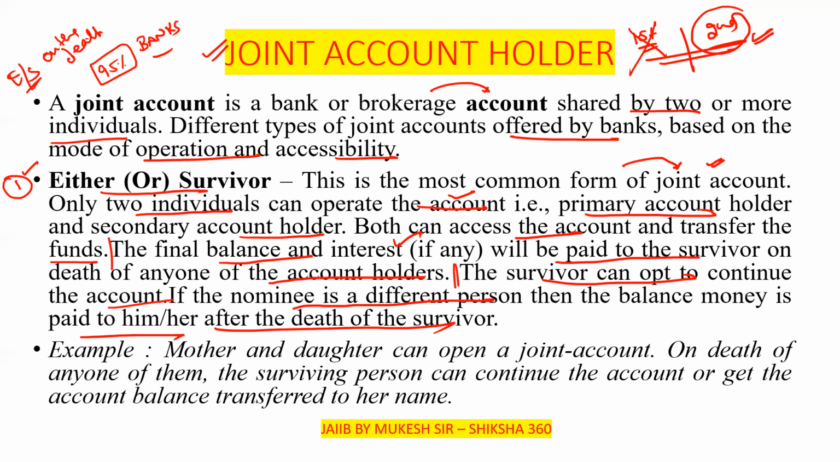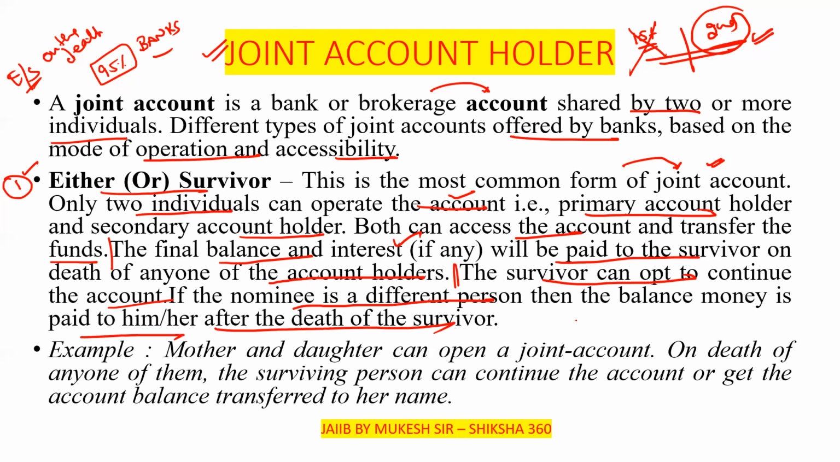On the death of the first person, all the money belongs to the survivor. And on the death of the survivor, all the money goes to the nominee, if there is a nominee in the account. This happens only after the death of the survivor.